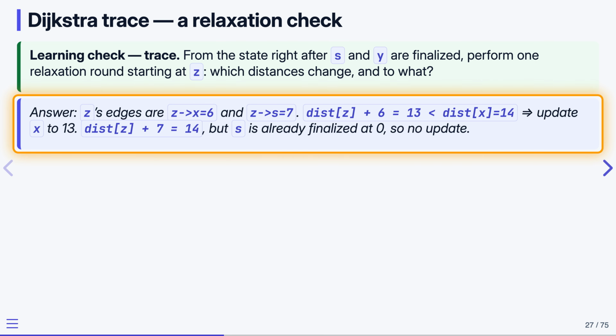Z's edges are Z to X with weight 6 and Z to S with weight 7. Dist at Z plus 6 is 13, which is less than dist at X, 14, so X updates to 13. Dist at Z plus 7 is 14, but S is already finalized at 0, so there is no update there.